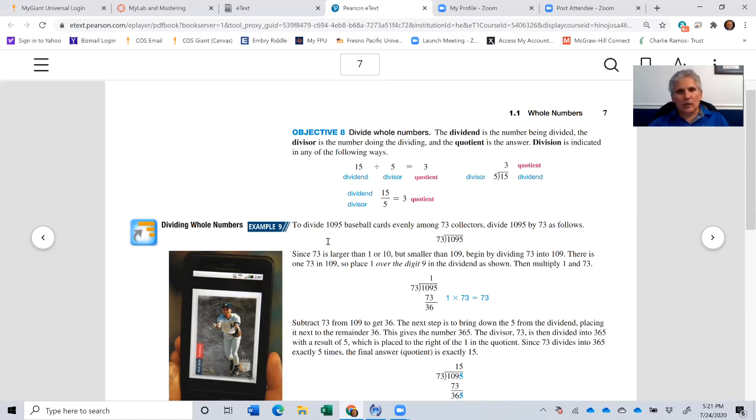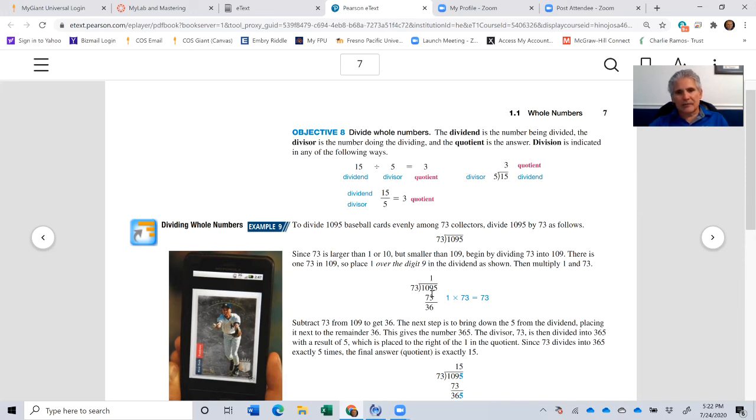And so we do that as well to divide 1,095 baseball cards evenly among 73 collectors. You would take the 73 and divide it into 1,095. And so 73 goes into 1. That's not going to happen because it's going to be less than 1. So we add the next digit, which is 0. So 73 into 10, that's not going to work here. So 73 into 109, that does work. So that's going to be 1 time.